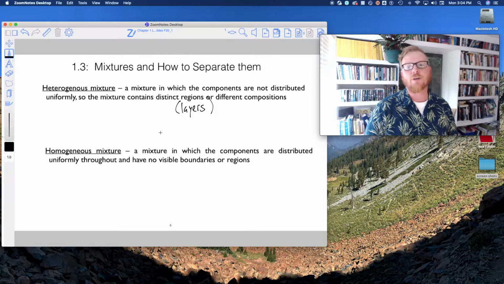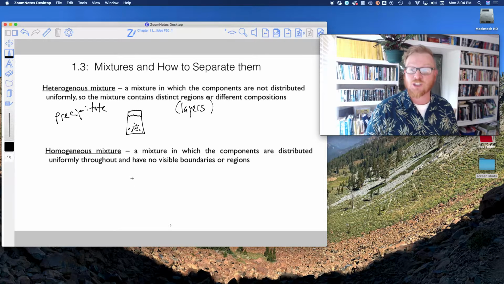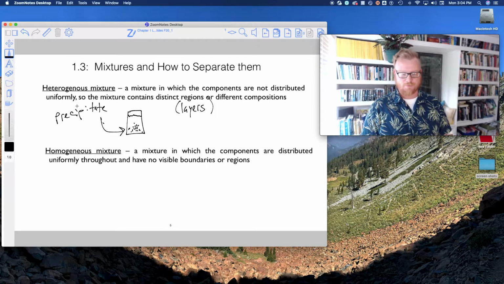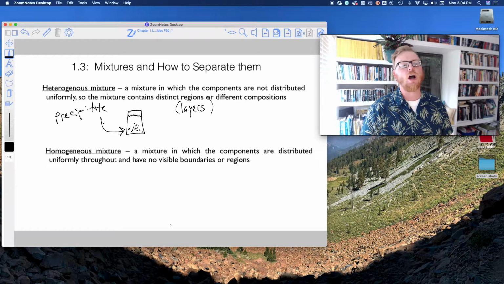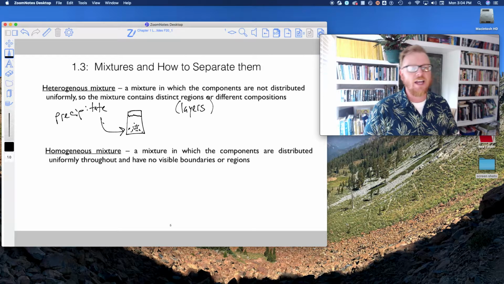But when something's heterogeneous, you can usually see distinct layers. Sometimes you might even see what we call a precipitate, okay? Which would be like solid chunks at the bottom. So, let's suppose you've got a cup of dirty river water, right? And you're actually seeing some dirt and chunks in there. That's what we call a precipitate, and that is quite clearly heterogeneous. But now if all of those chunks end up dissolving and you don't see distinct regions or layers or precipitates, then it's become homogeneous.